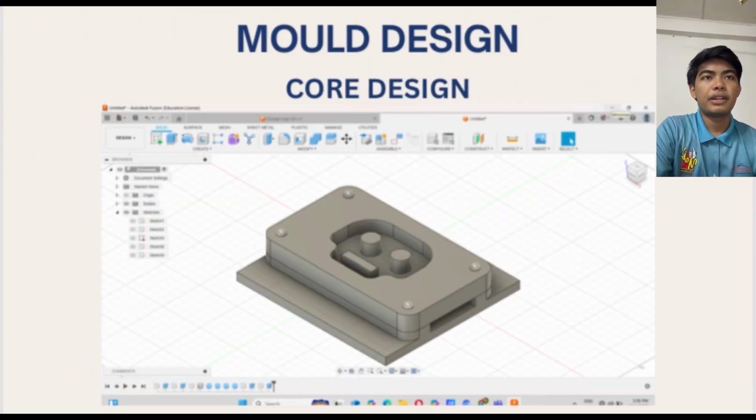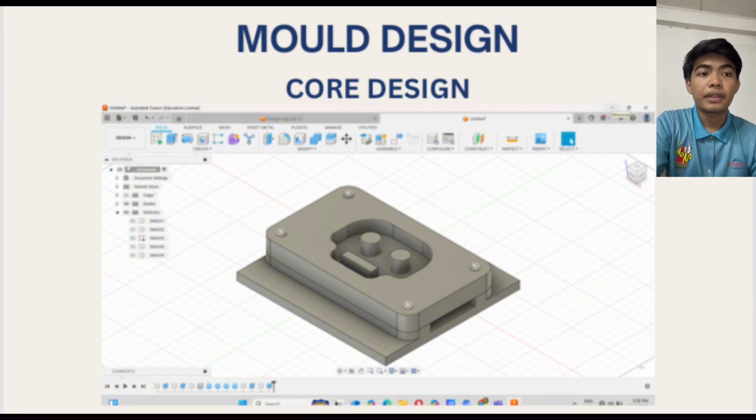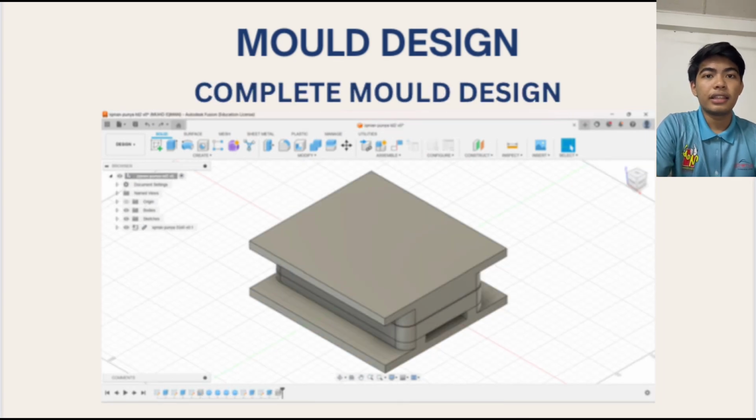And now is my mold design. This is my core design. I designed it as a skeleton, and this is my cavity design. And now lastly is my complete mold design.